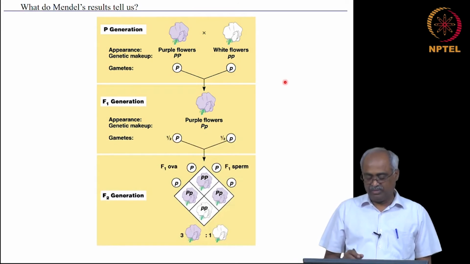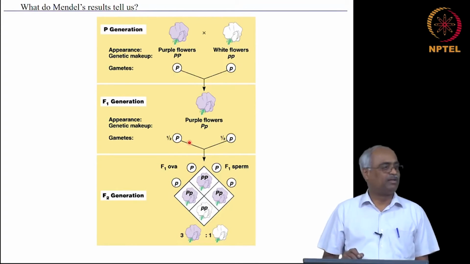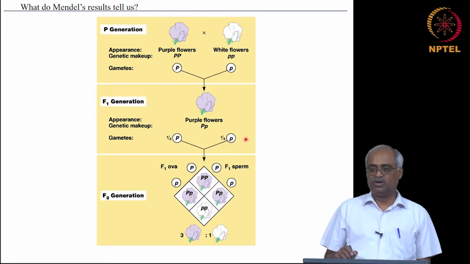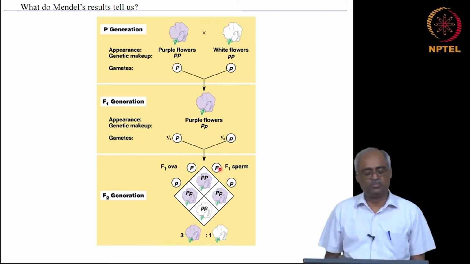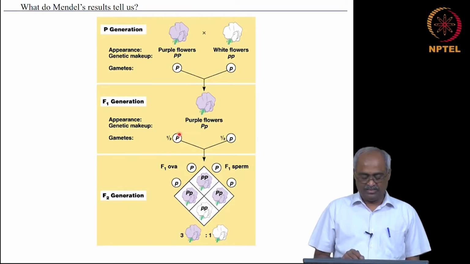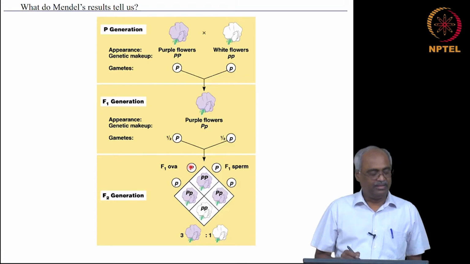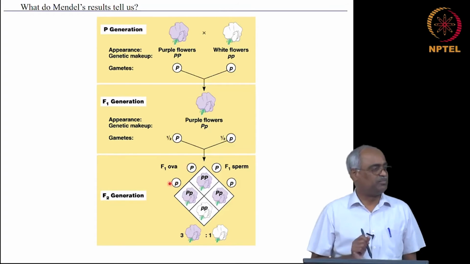Now, let us look at gametogenesis in the F1 generation. Half of the gametes will have capital P, half will have small p. Now, if there is random fusion of capital P and small p, then you will have this Punnett square representation. So, half of them are capital P and half of them are small p, in the egg as well as in the sperm. 50% will be this and 50% will be small p.